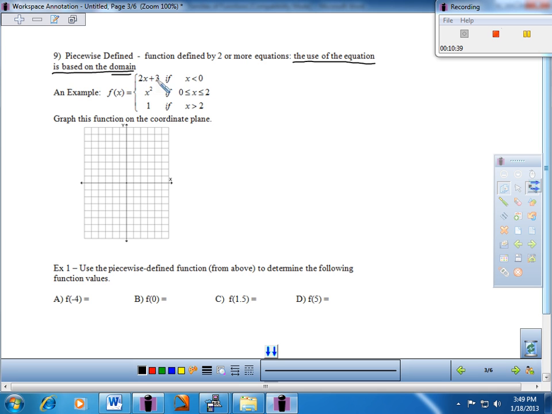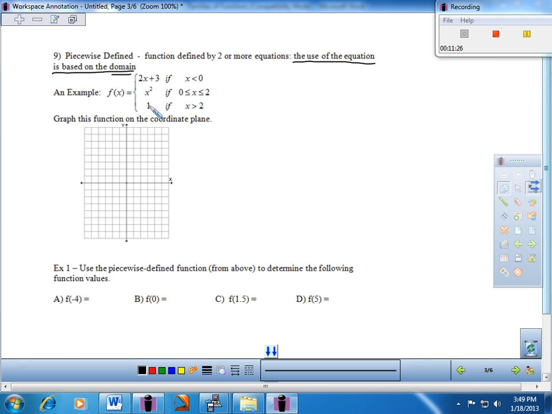We would perform these algebraic rules if our inputs are less than 0, so if x is less than 0. We would perform this algebraic rule if our inputs are between 0 and 2 inclusive. And we would perform this algebraic rule, or really just get an output of 1, if our inputs are bigger than 2. So again, this dictates which of these we would use.